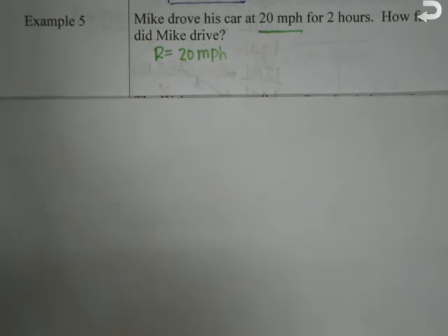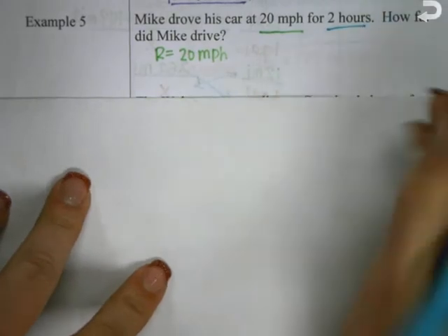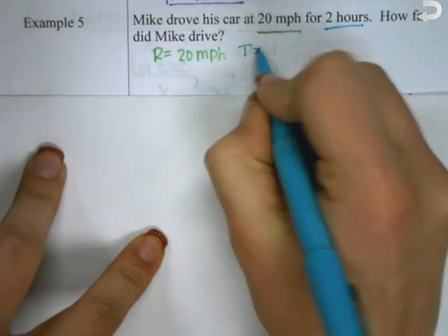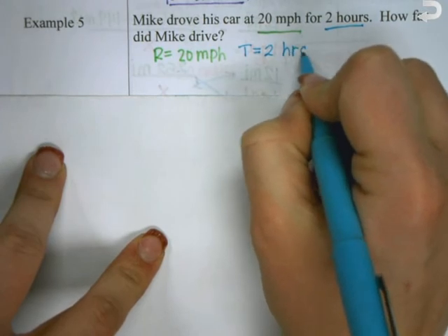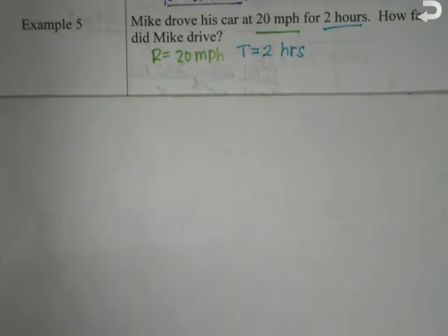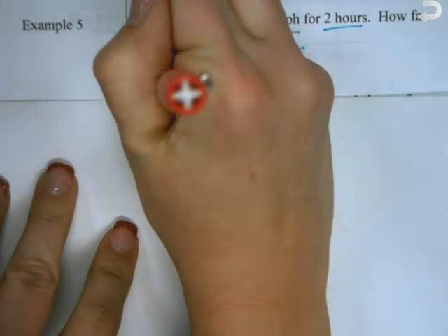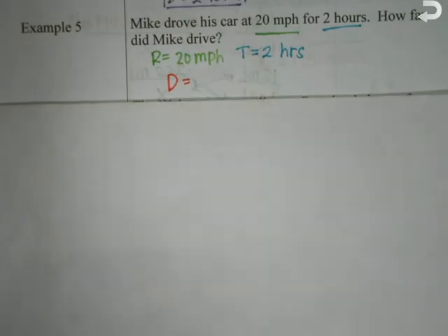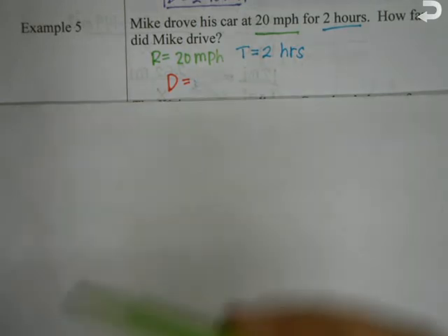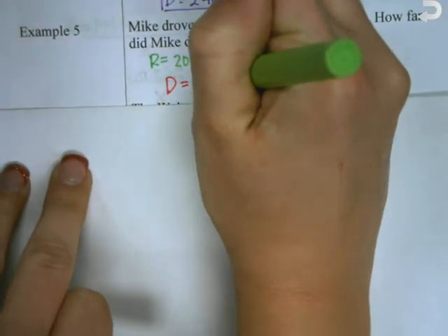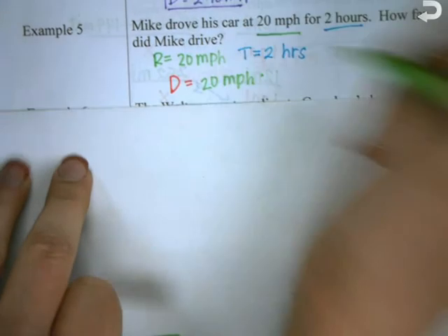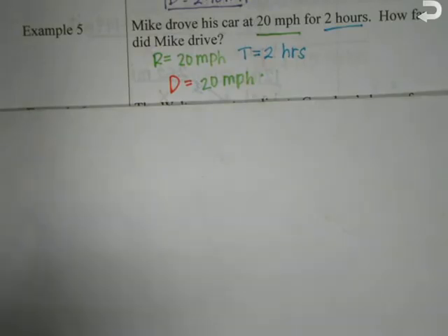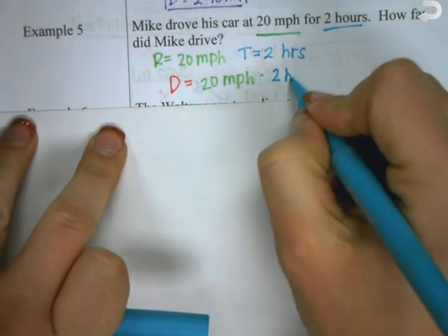So plugging that into the formula, D equals rate times time, so 20 miles per hour times time, which is 2 hours. So what was his distance? Distance was 40 miles.